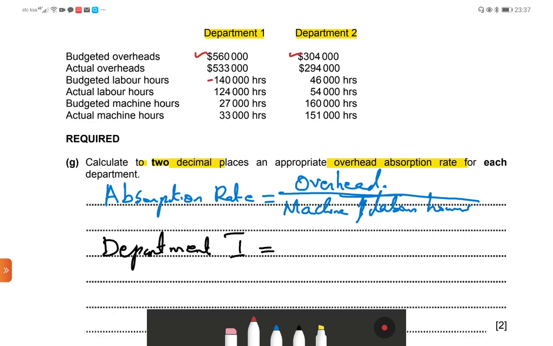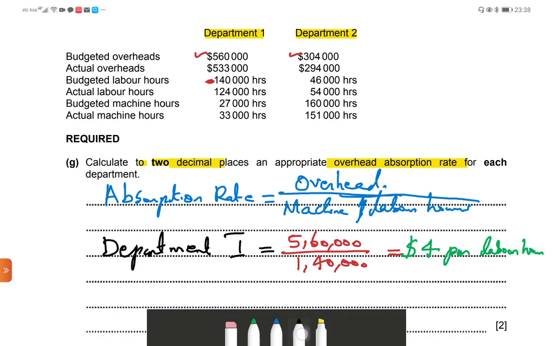So here, budgeted labor hours 140,000, budgeted machine hours 27,000. Which is more? Budgeted labor hours are more. So overhead is 560,000 divided by 140,000, which is equal to $4 per labor hour, since we are taking the labor hours here. Next, department 2.